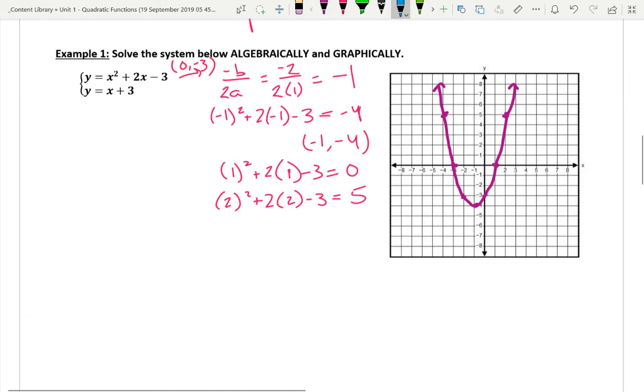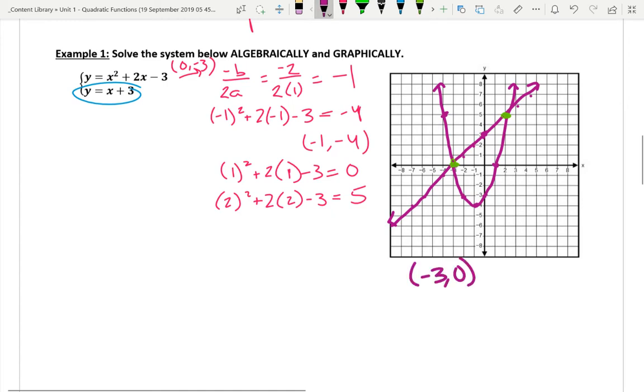And then looking at my linear equation, we've got a y-intercept of 0, 3, and a slope of 1. So I'm going to plot that. And my slope of 1 means I'm going up 1, right 1. Whoops, getting a little bit off those points there. I encourage you to use the ruler button while you do this. Don't be like me.